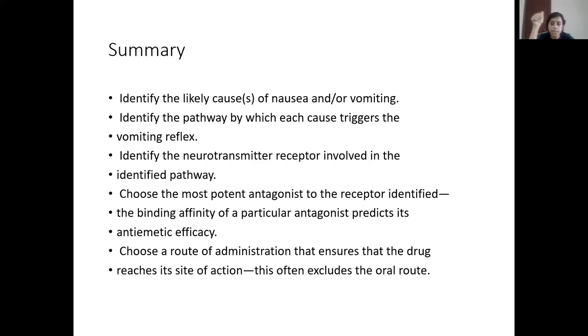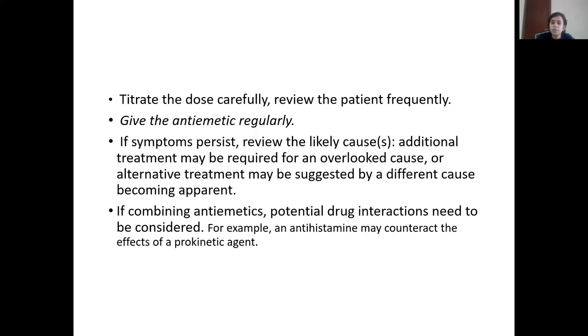Choose a route of administration, as I said, depending on the patient's convenience, the affordability, the access to the medication, considering everything. And titrate the dose carefully, review the patient frequently. So if I suspect a partial obstruction and I give metoclopramide, I have to be really cautious. I have to ask the patient, do you feel increased pain or do you feel better? That is how I would see whether it can be a complete obstruction. So asking and reviewing the patient frequently after giving medications is very important.